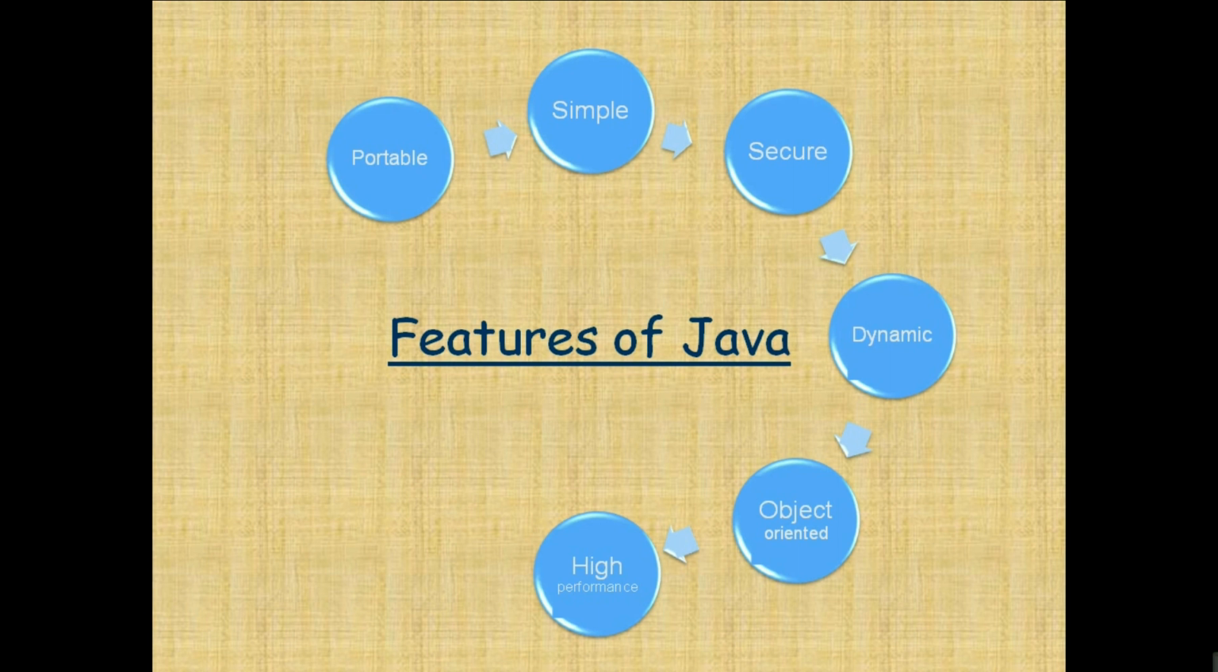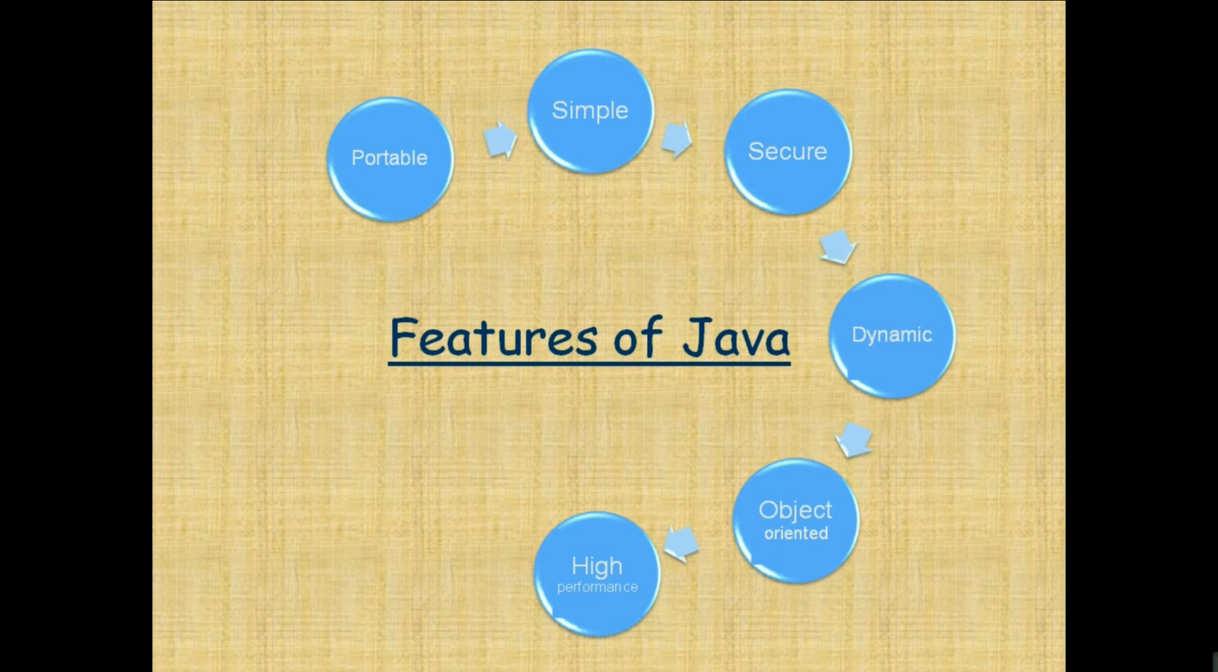Java is considered to be a high performance language because it uses bytecode, which is faster than the ordinary pointer code which was used in C, right? So the performance of this language is very high.